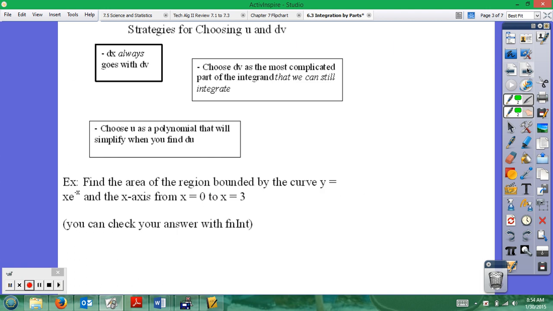Here are some strategies for choosing the u and the dv. One thing there, dx always gets put with the dv. I think I said this over on the other slide there. Choose the dv part to be the most complicated part that you can still integrate. So if you turn it into something that you can't find the antiderivative of anyway, you're going to run into a mess then in the second part of the formula. And then choose the u to be a polynomial that will simplify when you take the du. Those are your best case scenarios.